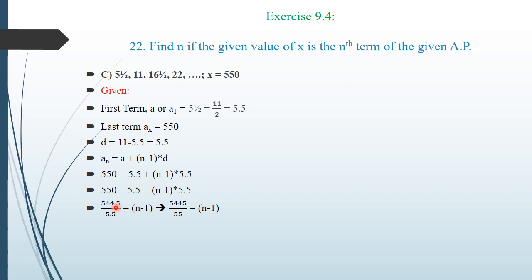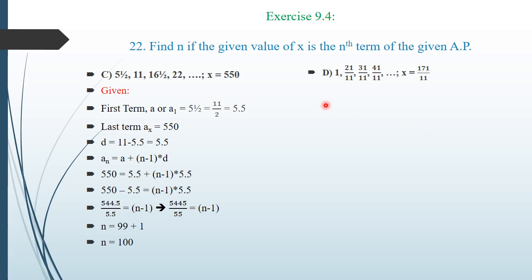What I am doing here is shifting this decimal to the right side, and in the denominator also shifting the decimal to the right side. Therefore it is going to be equal to 5445 divided by 55 is equal to n minus 1. When I simplify this, I will get the answer as 99 equal to n minus 1, or n equals 99 plus 1, or n is equal to 100. Therefore this is the 100th term of this AP.